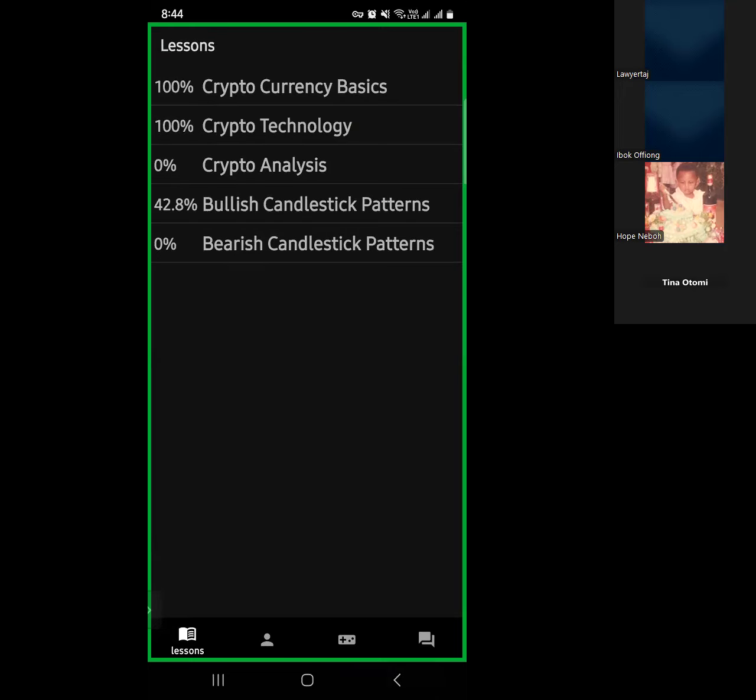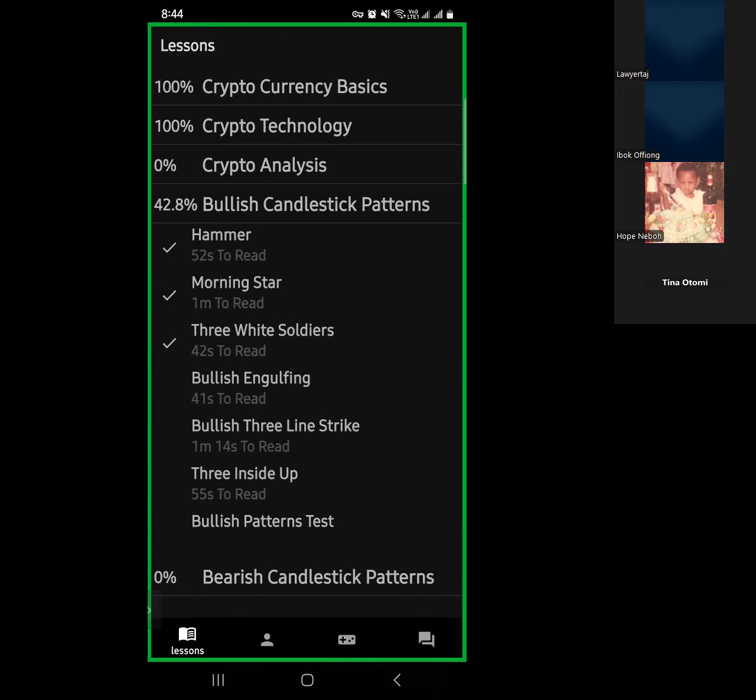Yes, so we have already checked 42% of the bullish candlestick patterns. You see how it's easy to read and learn, mostly when you are doing it with people. We'll go again. Now we're going to be checking on bullish engulfing.